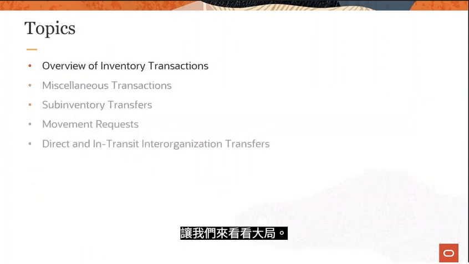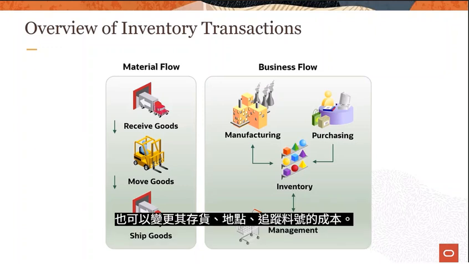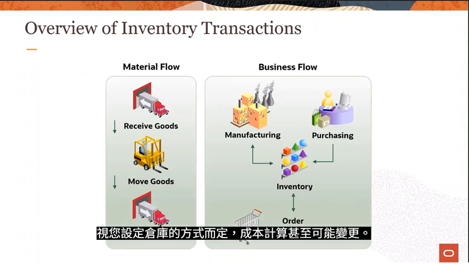So let's look at the big picture. There are a couple different types of material flows and business flows. There are inventory transactions where material is moved in and out of inventory. You can move material around. You can change its sub-inventory location, track the cost of the item. Depending on how you set up your sub-inventories, the costing might even change.